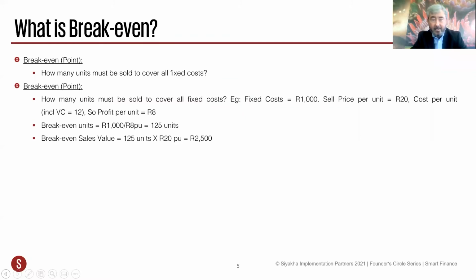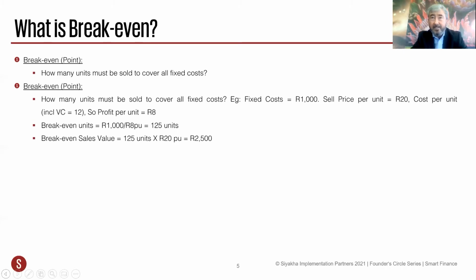So if you think about it logically, I've got to cover 1,000 Rand with 8 Rand each time. So if I take 1,000 divided by 8 Rand, it gives me 125 units. That's how many units I have to sell, whether it's a day, a week, a month. That's what I have to do in that period of time to at least cover the overhead that I'm committed to. After that, I'm starting to make some money.